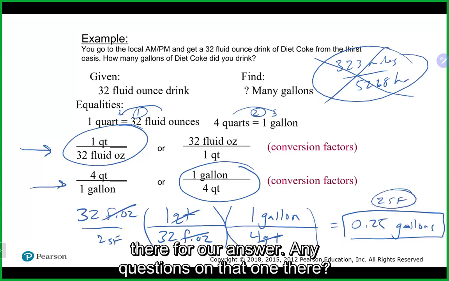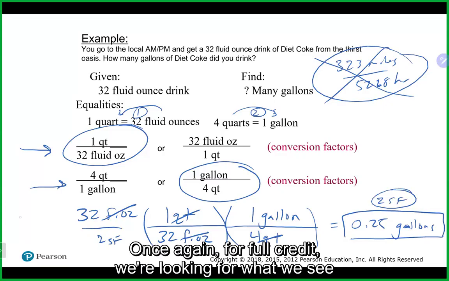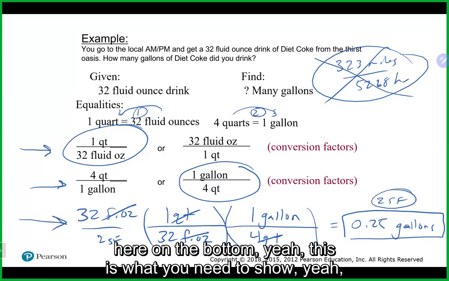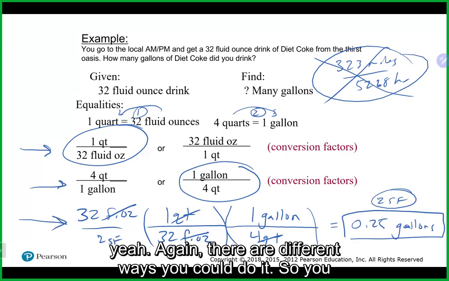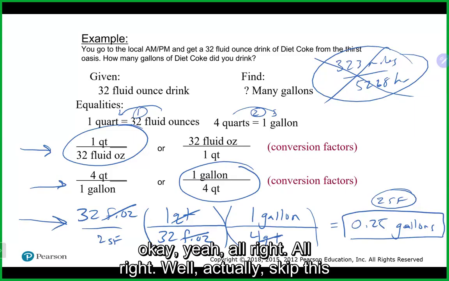Any questions on that one? Once again, for full credit, we're looking for what we see here on the bottom. This is what you need to show. Again, there are different ways you could do it. You could combo it. As long as it's all good, it should be okay. All right.